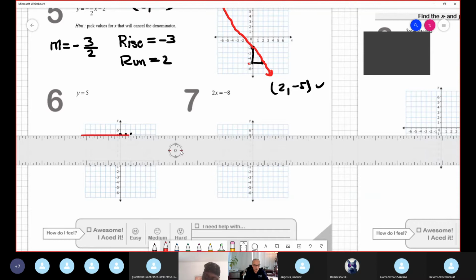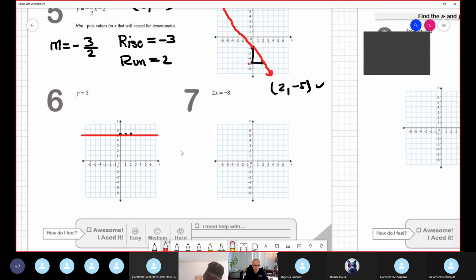This is the graphic representation of the horizontal line. Horizontal because I'm detecting that y is equal to any number, and x is missing. So always when this situation happens, it's a horizontal line.